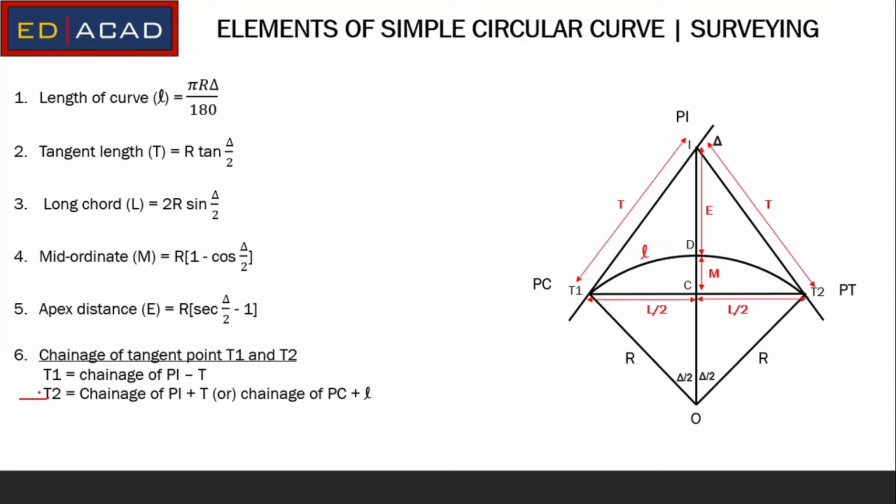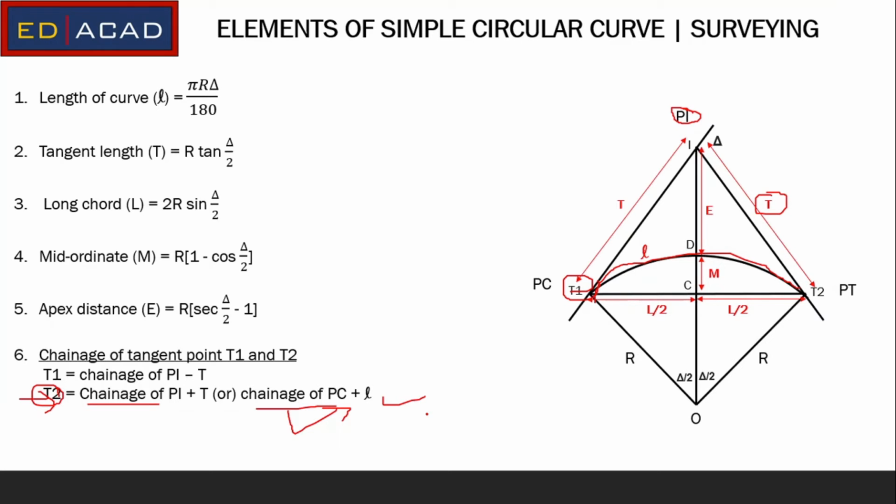And for finding the chainage of point T2, we have two methods. Either we can add the chainage of PI and the tangent length, or we can add the length of curve, which we get from this formula, to the chainage of PC, the point of curvature, and we'll get the chainage of point T2. So I think this should also be very clear.